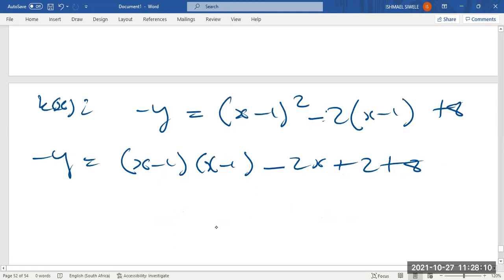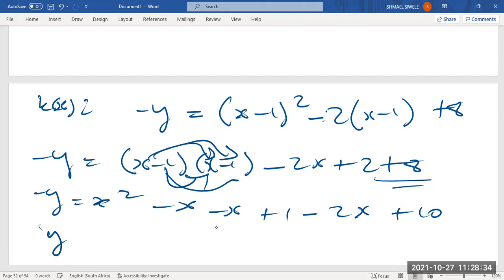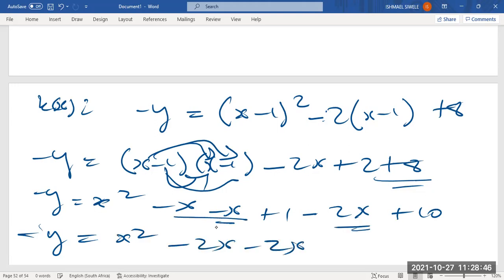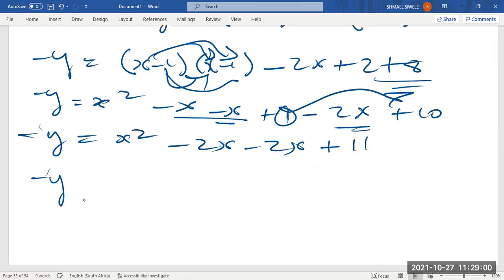And then negative y is equal to x multiplied by x, this is x squared, x multiplied by negative 1, this is negative x, negative 1 multiplied by x, this is negative x, then negative 1 times negative 1 is plus 1, and then I have minus 2x. These two here give me 10, right? Then I'm going to have y, dividing by negative. So I have x squared. These two give me negative 2x, and then another one, which is also negative 2x. This one and this one will be plus 11, right? And negative y is equal to x squared minus.